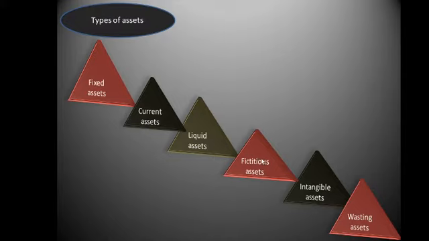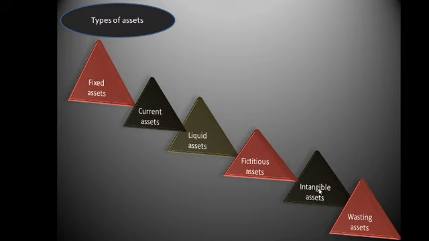Now the next one is fictitious assets. Fictitious assets are one of the types of asset that we have. They are merely debit balances not written off. They are items of expenditure of unusual character which are not of any realizable value. An example is preliminary expenses.